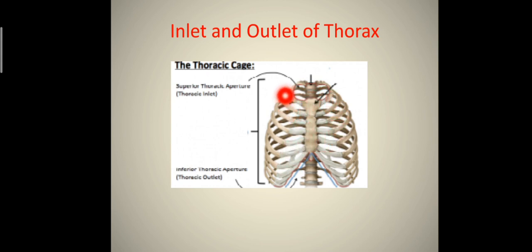The thoracic cavity or thoracic cage is superiorly related to the neck and inferiorly to the abdominal cavity. So here is the aperture or superior opening of the thoracic cage, and this one is the inferior opening of the thoracic cage. The superior opening continues with the neck, and inferior to the inferior opening is the abdominal cavity. So in this class we will study the inlet and outlet of the thoracic cage, the boundaries, and the contents or structures which pass through these openings.